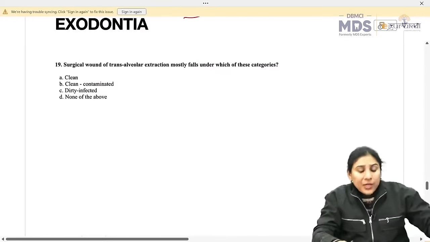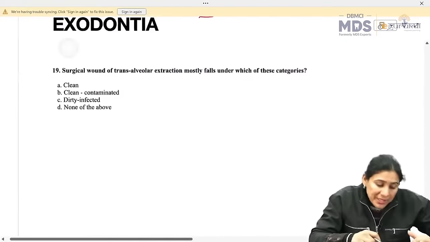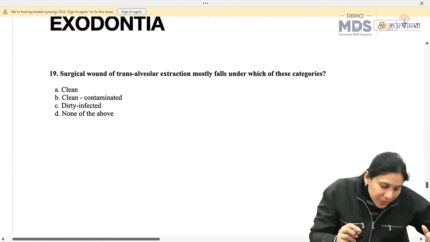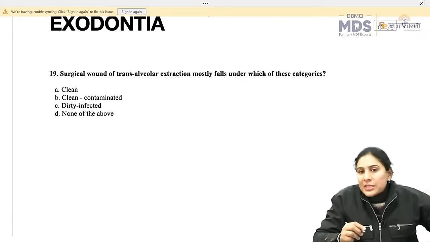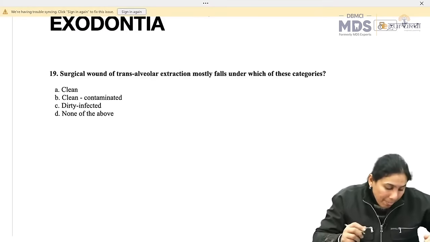Okay. We have discussed this in the morning mentorship session. Surgical wound of transalveolar extraction mostly falls under which of these categories? Okay.